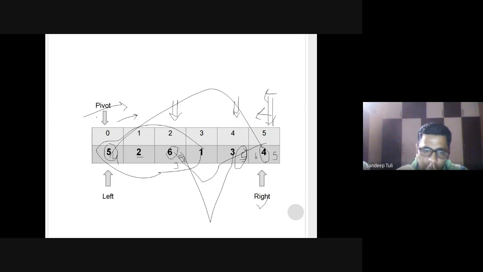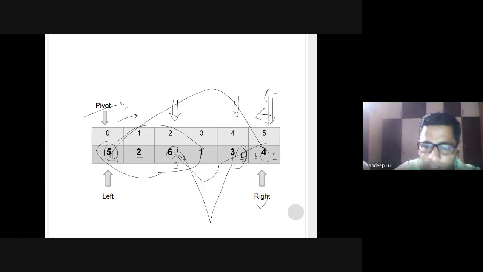What we can do is divide in this way. 0 to 3 could be one part, by index value: 0, 1, 2, 3 could be one part, and 4 and 5 could be the other part. Is it okay? Yes, we can say this. So that's why we are taking the position of the pivot element, because on that position we can divide the array into two parts.